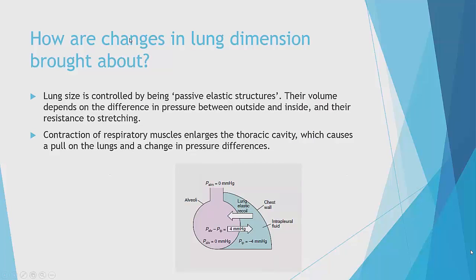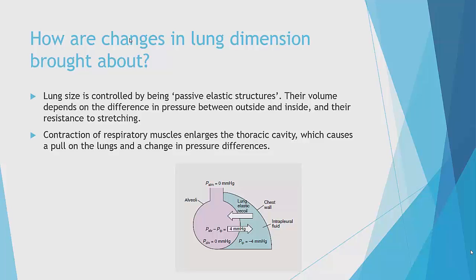So what causes these changes in lung dimensions? A good way to think about lungs is to imagine them as balloons. If you think about a balloon, you're able to fill it up with air, but naturally it wants to recoil back down to a smaller size. If you pull on an empty balloon, it will resist and try to shrink back down to its normal size. So lung size is pretty much controlled by being what's known as a passive elastic structure.